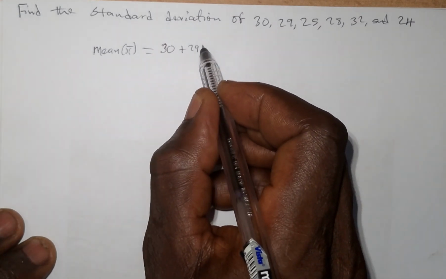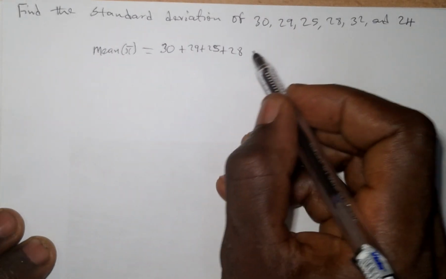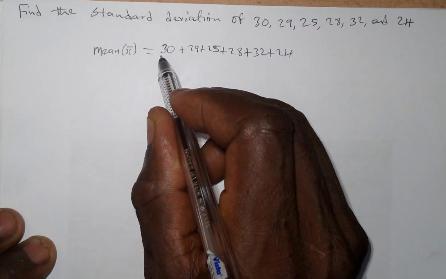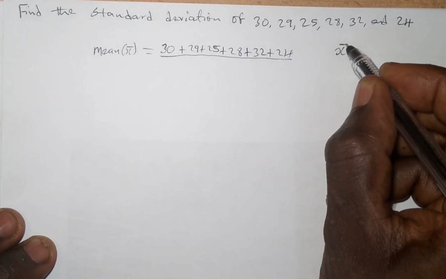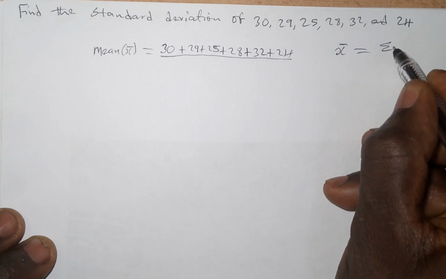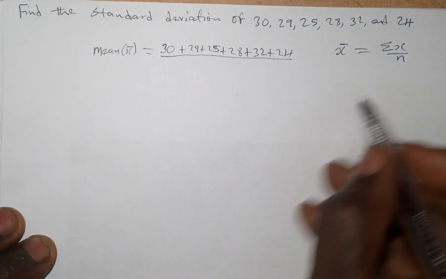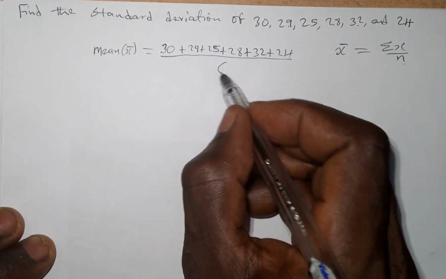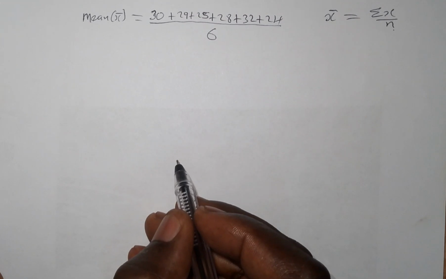Plus 29 plus 25 plus 28 plus 32 plus 24, all over... remember, the mean x bar is equal to the summation of x all over n. So we sum all of these and then divide by the number of values: 1, 2, 3, 4, 5, 6. So here n will be 6.